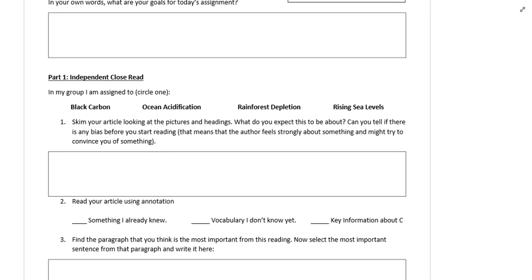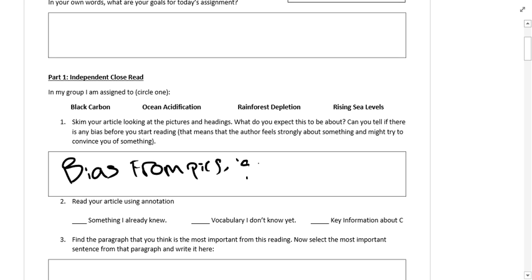So the first thing that you're going to do is skim your article and look at the different pictures and headings to find out if you can make any predictions about this article. So all of your predictions go right here in the first box. Everything that you can get from the pictures and headings. Then you're going to start the actual annotating process.